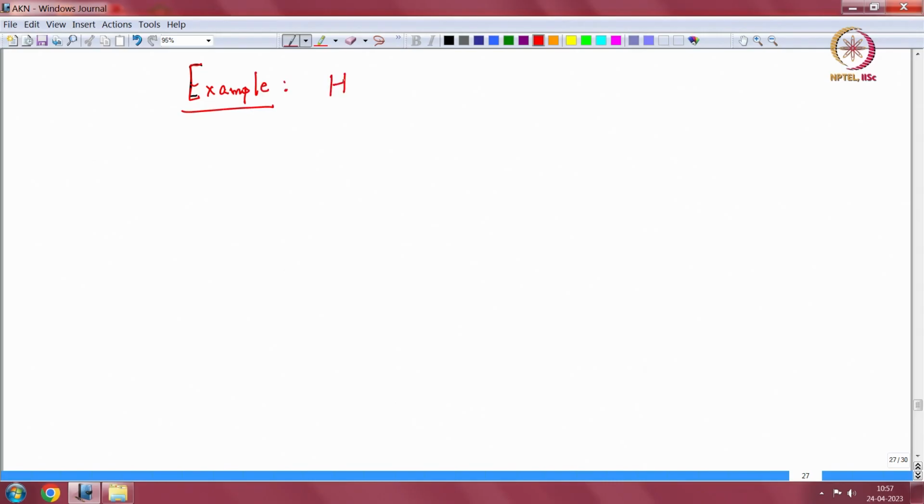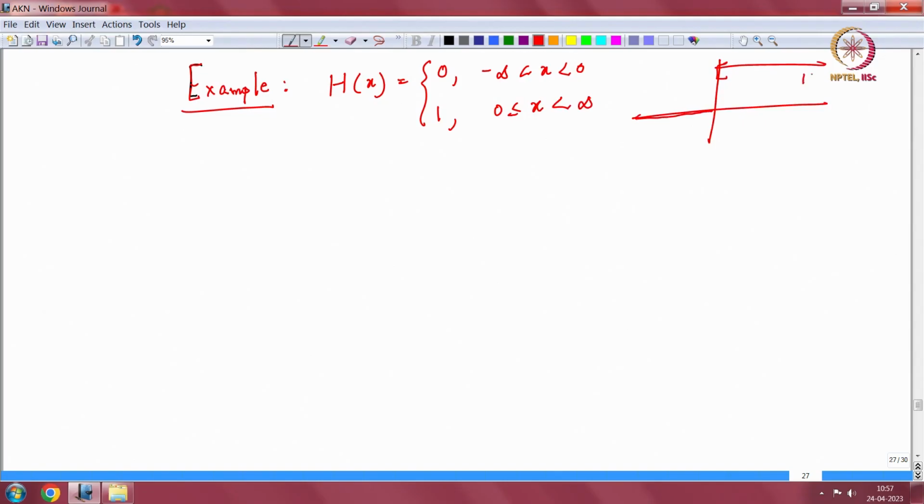So, I want to define the famous Heaviside function, which I already defined. It is 0 for minus infinity less than x less than 0, and 1 for 0 less than or equal to x less than infinity. This you have already seen. This is your h. Then you have your classical derivative, h prime of x equal to 0 almost everywhere. In fact, this is equal to 0 for all x not equal to 0. So, except at x equal to 0.